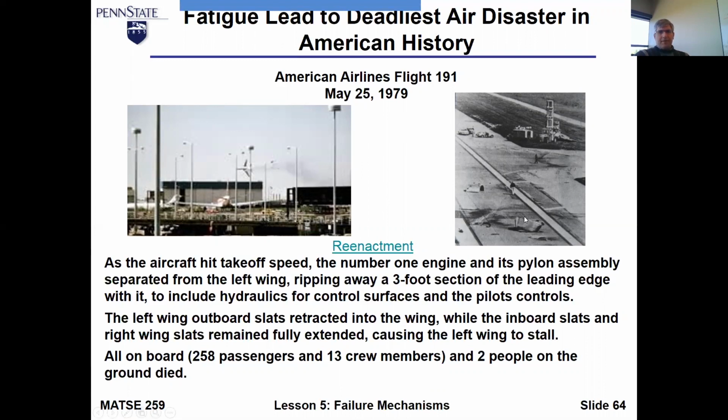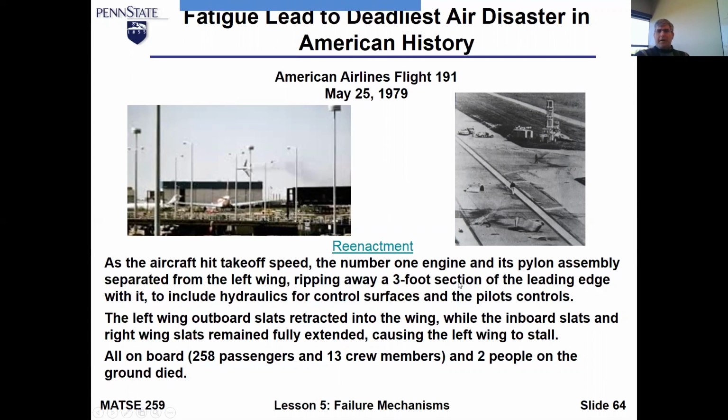And on takeoff, that is the engine, components of the engine sitting on the runway at O'Hare. As they were ready to hit takeoff speed, the number one engine, which is the engine on this side of the aircraft, literally came off, and it took a portion of the leading edge of the wing with it. With that, the pilots had no control of the surfaces, and so the plane went down and all on board perished. This is a photograph of the plane right before it crashed.